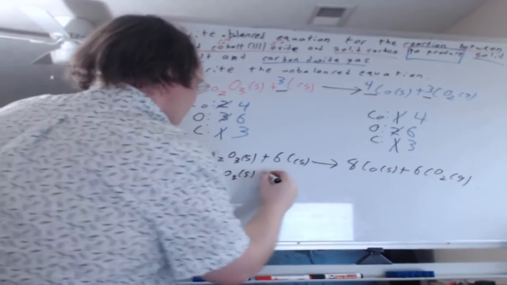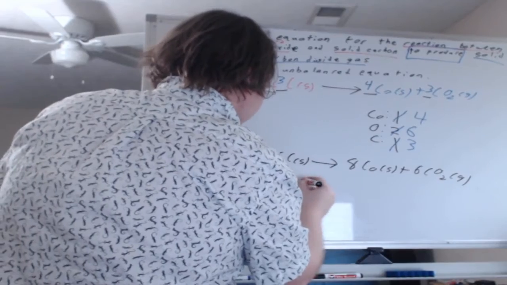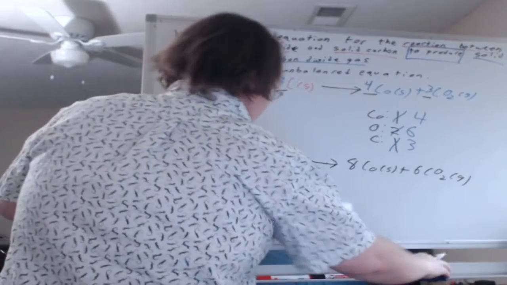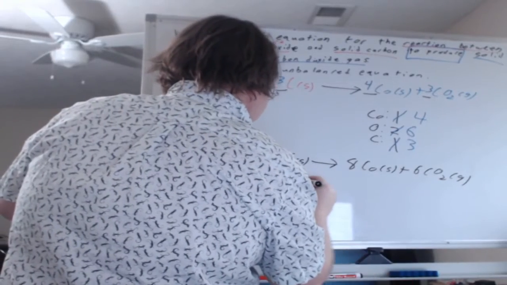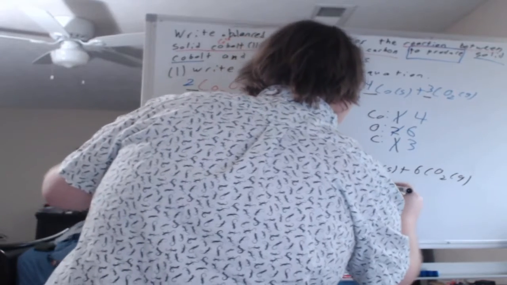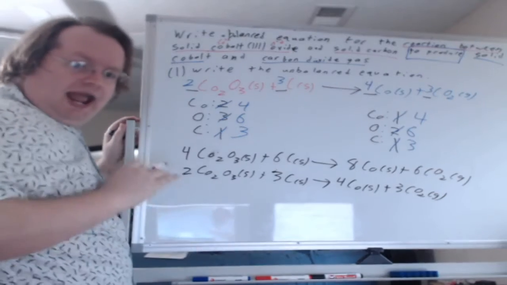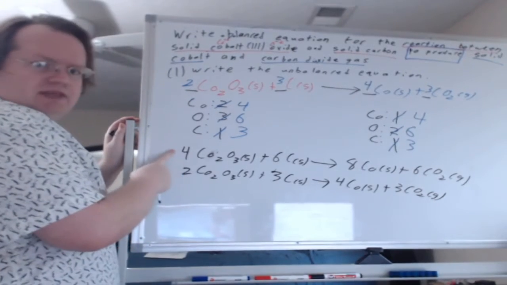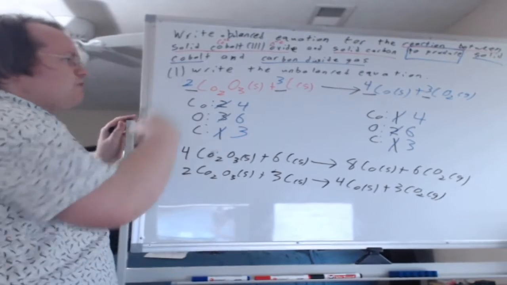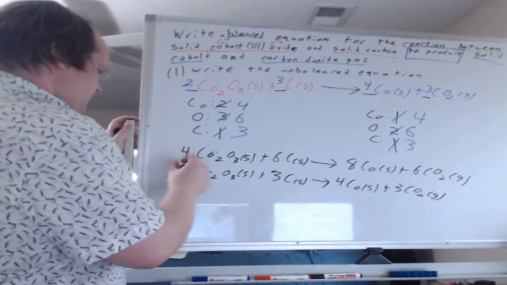2 Co2O3 solid plus 3 carbon solid goes to 4 cobalt solid plus 3 carbon dioxide gas. So what can happen is you end up with something that has a common factor you need to divide out. So you always have to check that at the end. Did I go too far with how many atoms I had in all of these? So after you check for that, then you have your answer.